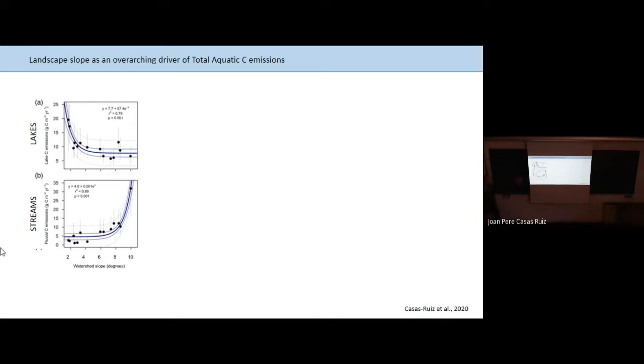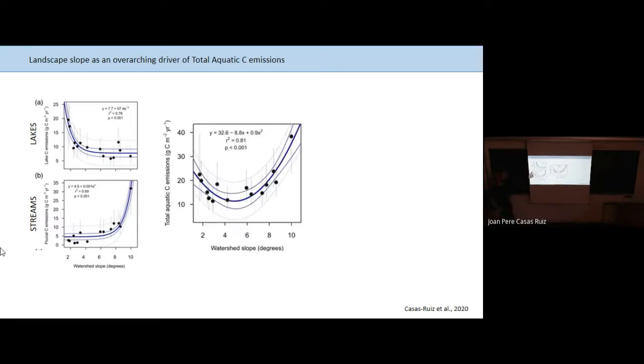And this is actually because in flat areas, so in this region, we have very large and shallow lakes, and they emit a lot just because there's a lot of water surface. While in the case of streams, we saw the opposite pattern. So as we increase the slope of our landscape, we have higher fluvial emissions. And this is basically because we have steeper channels with a lot of turbulence, and this emits more carbon, right? So what happens when we combine these? We have this U-shaped pattern of total aquatic carbon emissions across this slope gradient.